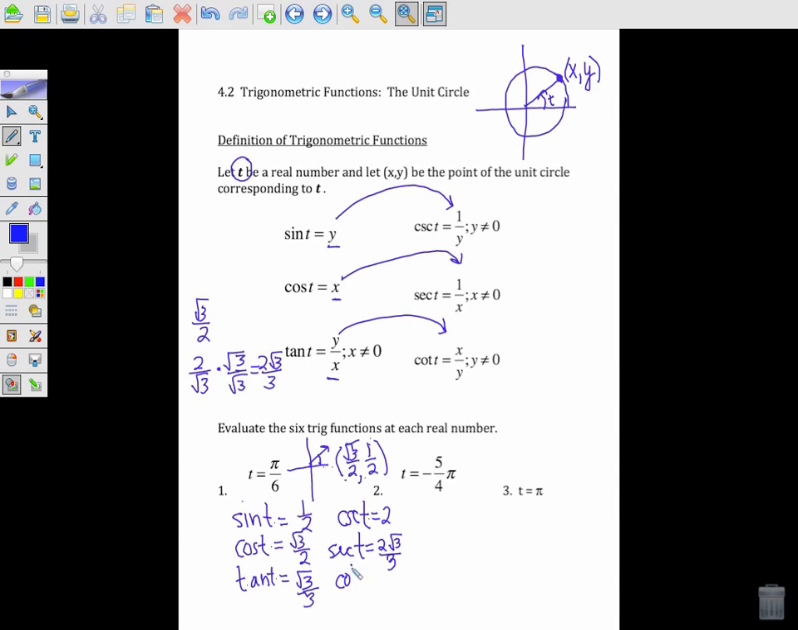Now cotangent here, if you do the reciprocal of the root 3 over 3, you end up getting just the root 3 after rationalizing and simplifying what you have there.